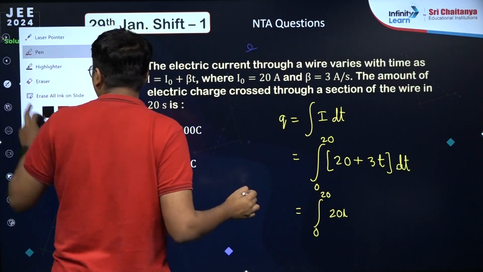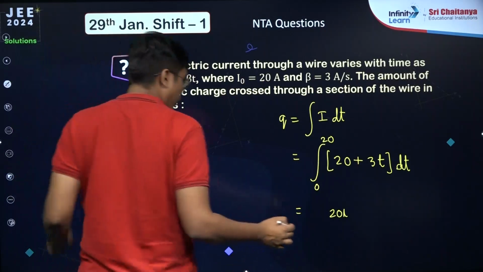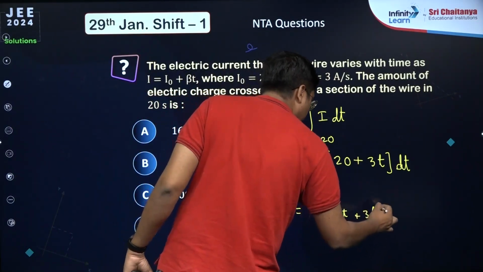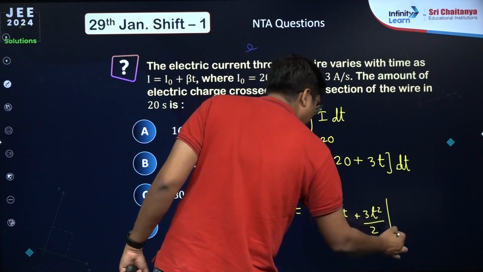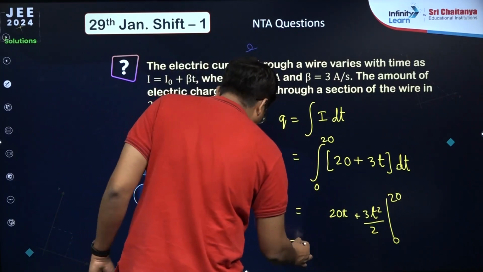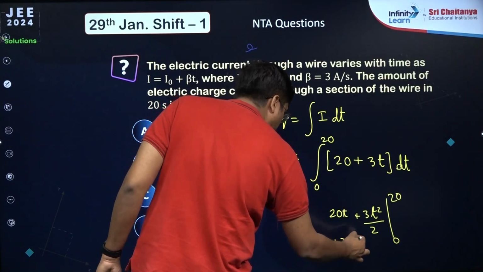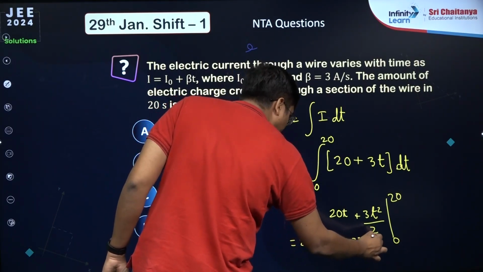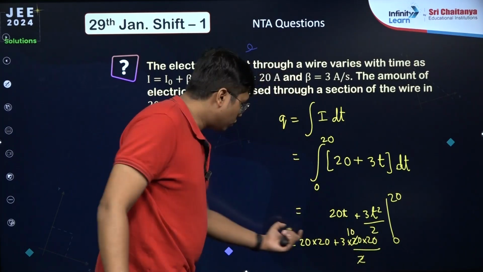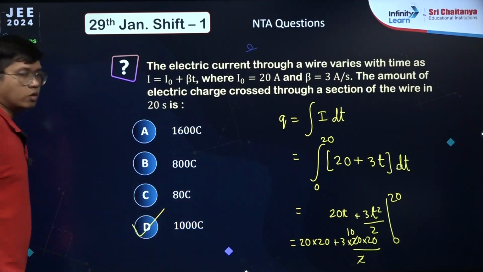Let's directly go past the integration and do it. So we have 20t, because integration of 20 will give you 20t, plus 3t square by 2, limits going from 0 to 20. We put the values in, we have 20 into 20, plus 3 into 20 square divided by 2. This leaves behind a 10. So 400 plus 600, you will get the total as 1000 coulomb over here.